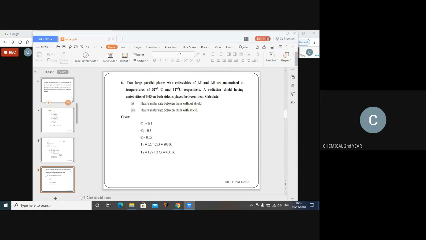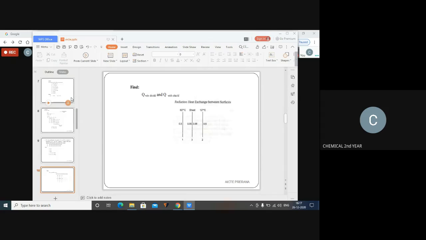So the given data are emissivity 1 is 0.3 and emissivity 2 is 0.5, and the radiation shield has emissivity epsilon equal to 0.05. The temperatures have been given in Celsius, so we have to convert them to Kelvin. 527 plus 273 is equal to 800 Kelvin, and 127 plus 273 is equal to 400 Kelvin. This is the given data for finding out the heat transfer rate. This is the diagram for radiation heat exchange. The shield is placed in between the two parallel plates.